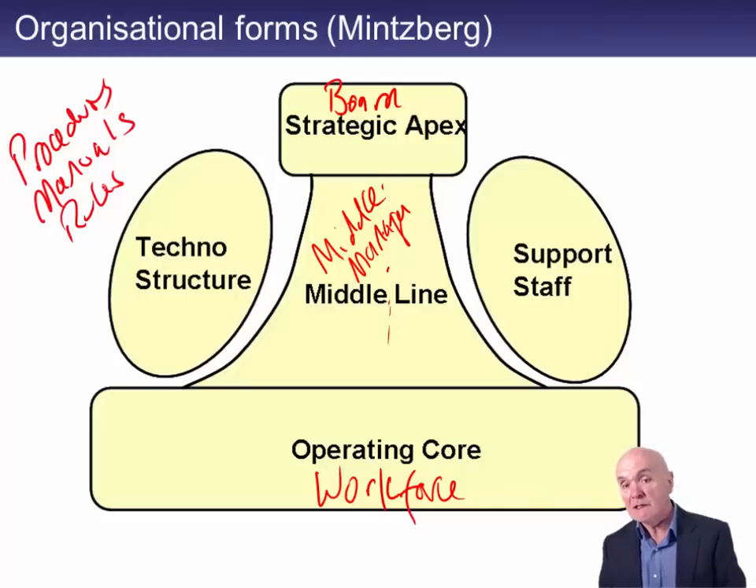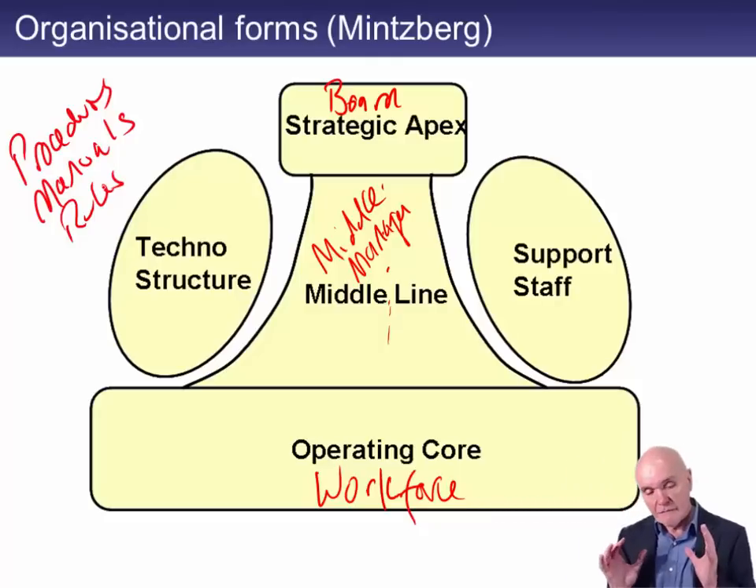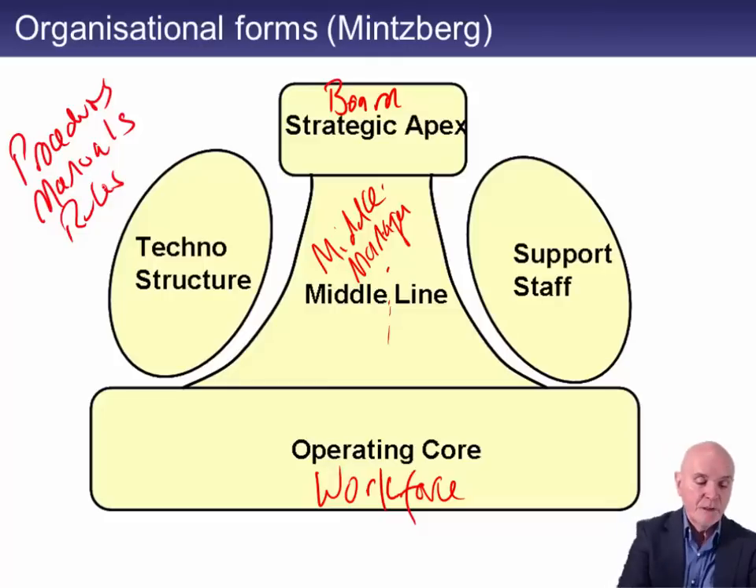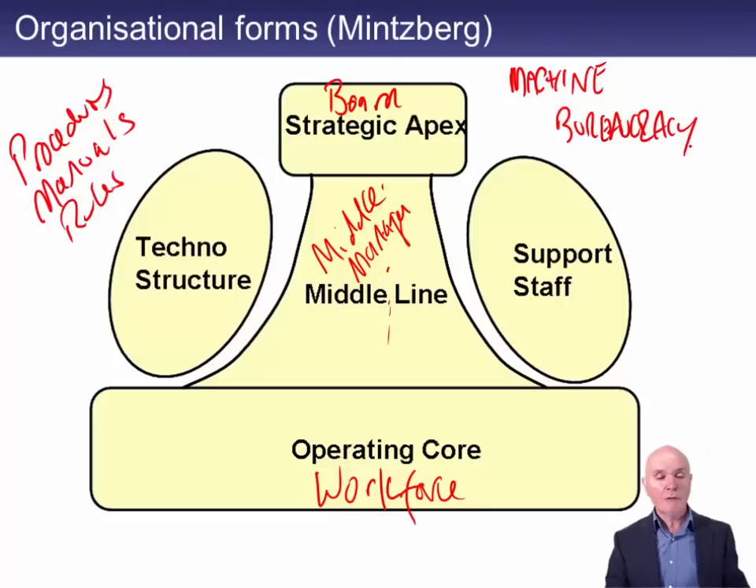And what Mintzberg was essentially saying is that the size and influence of these components of the organisational form change. What we have effectively got in here is what Mintzberg would have called a machine bureaucracy. And by a machine bureaucracy, he meant really mass production, something like a car manufacturing company.